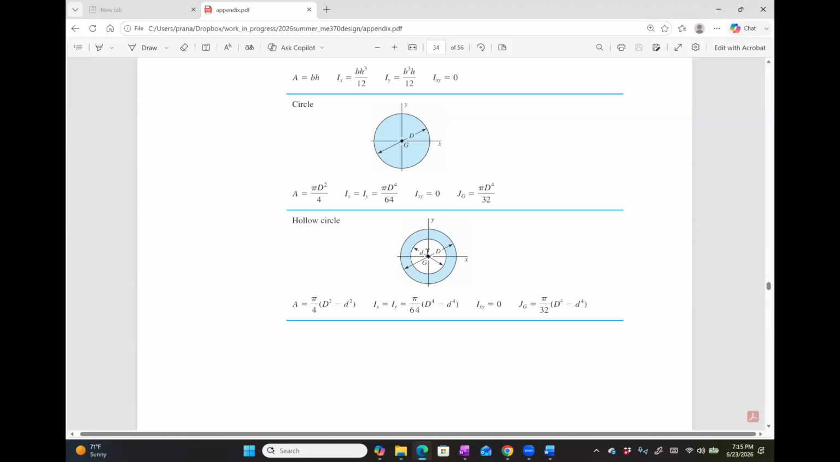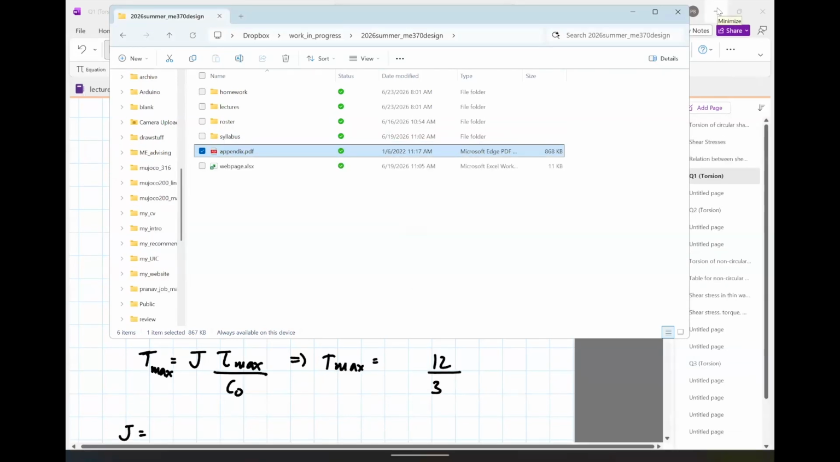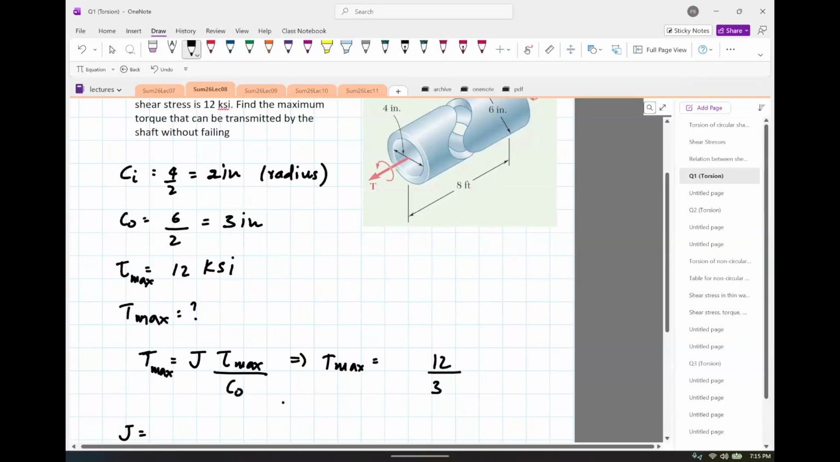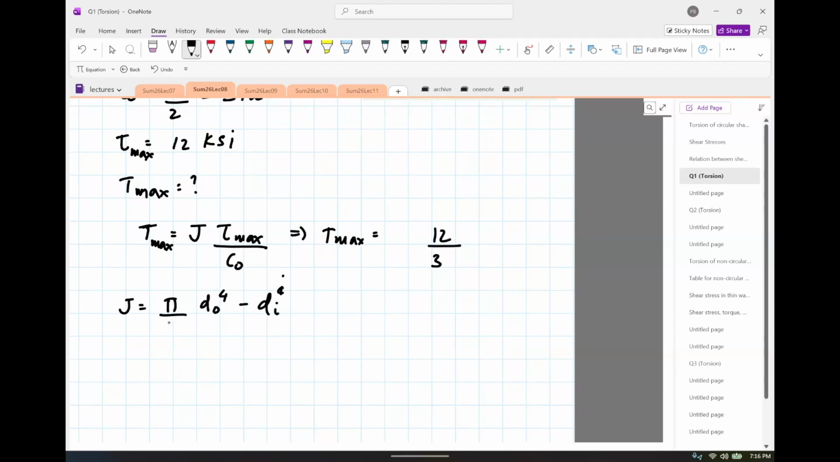However, if you have a hollow circle, which is the case here, it is pi divided by 32 times d raised to 4 minus d, so the outer diameter raised to 4 minus inner diameter raised to 4. So we'll use this formula. But remember, you're given the diameter, so you have to convert to radius. Let's do that. So J is pi, I'll write d outer raised to 4 minus d inner raised to 4, divided by 32.